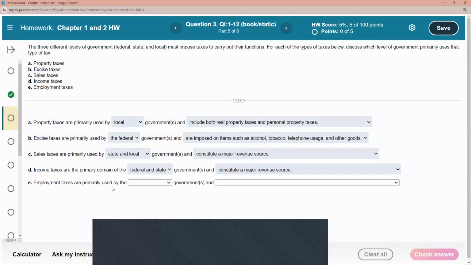And for E, we have employment taxes. Employment taxes include Social Security, FICA, and federal and state unemployment compensation taxes. If an individual is considered an employee, then FICA taxes are imposed on both the employee and the employer. So employment taxes are primarily used by federal and state governments and constitute a major source of revenue.